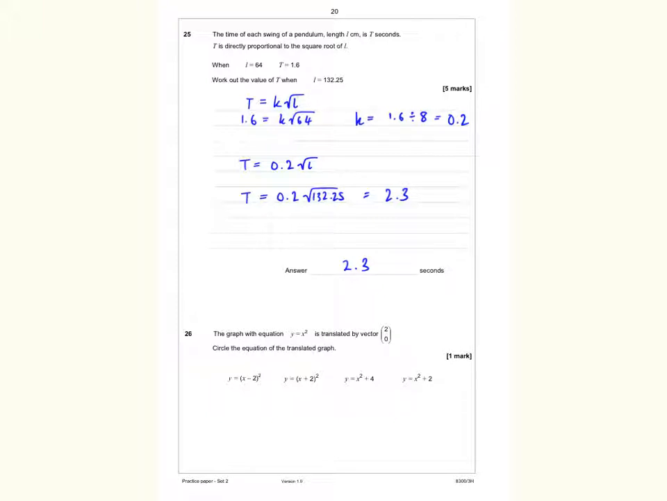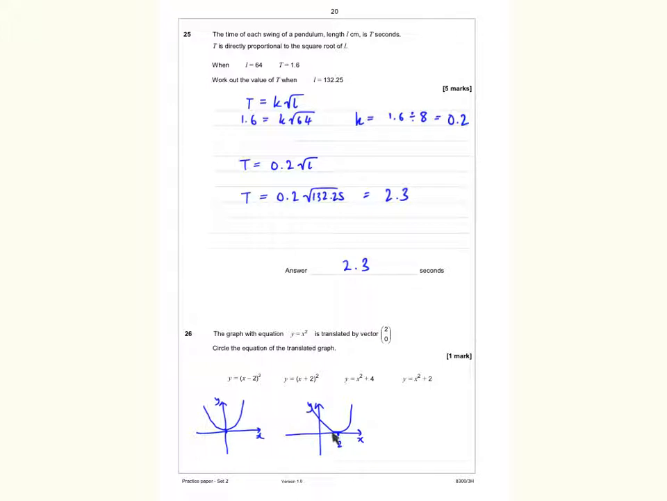Okay. Question 26 now. The graph with equation y equals x squared is translated by vector 2, 0. So it's moved to the right. Circle the equation of the translated graph, and we've got these equations here. So let's think about what the graph would have looked like. So the graph of y equals x squared looks like that, and that being y and that being x. And then if I was to translate it 2 to the right, it will end up somewhere like that. Okay, so that was the orange, and here we'll have the value 2.